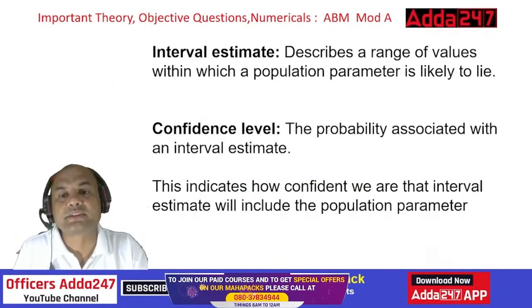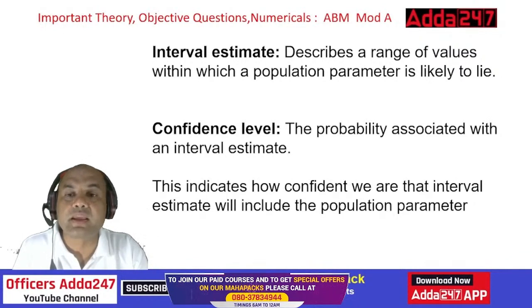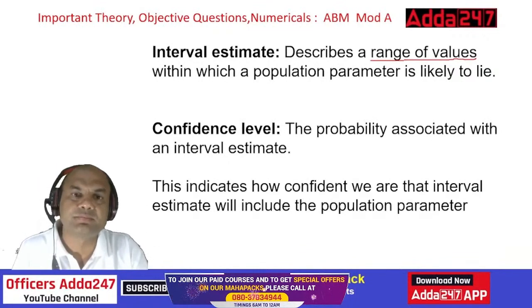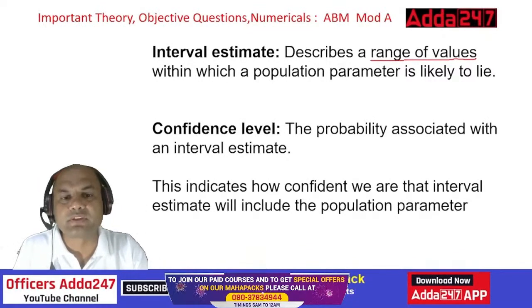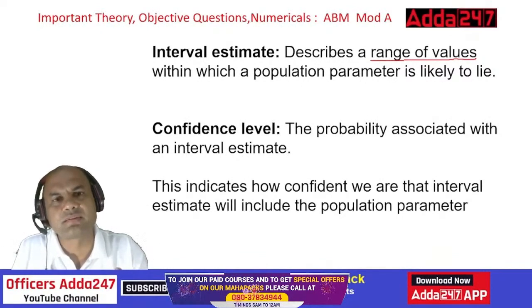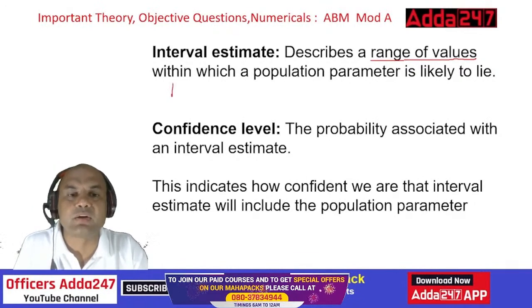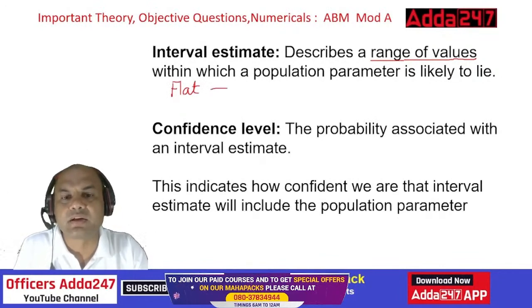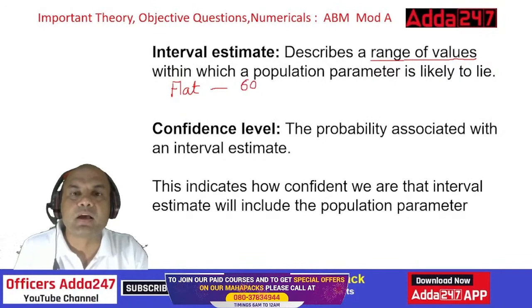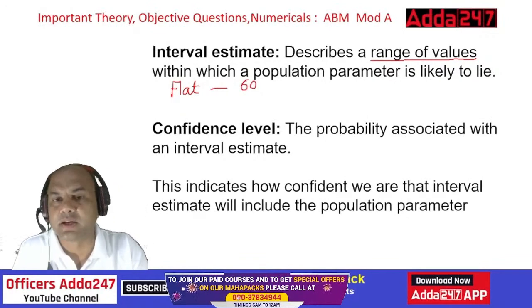Interval estimate describes a range of values within which the population parameter is likely to lie. Range of values. What do you mean by interval estimate? I'll give a simple example. Today the price of my, let's say, flat. Keep it very simple, in the simplest language. Suppose the flat or the house in which you are living, I am living. Let's say the flat's price is right now 60 lakhs. Keep it a simple, smaller figure. Now, after 1 year, what will be the cost of this flat?